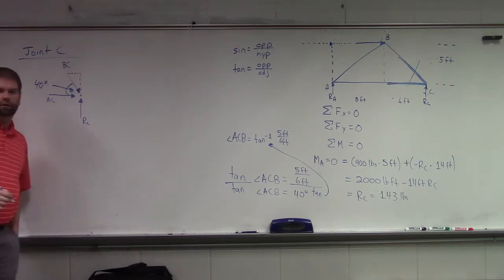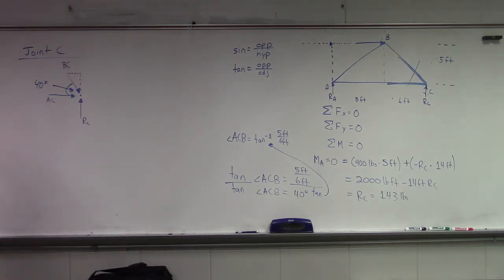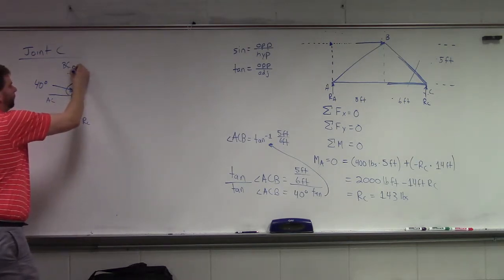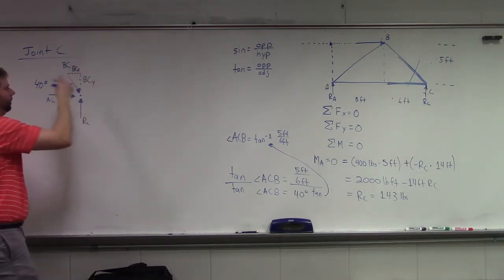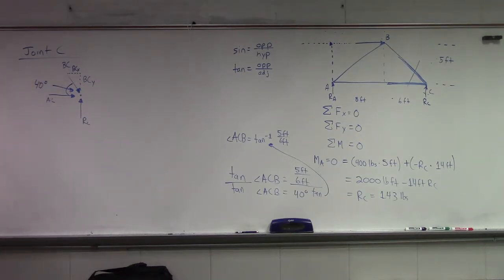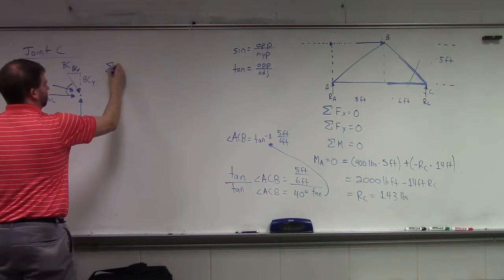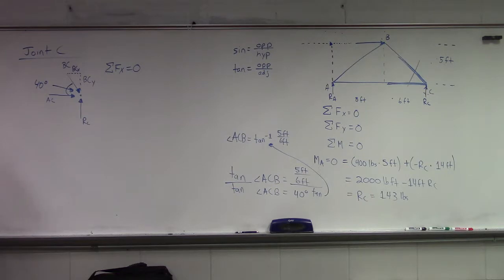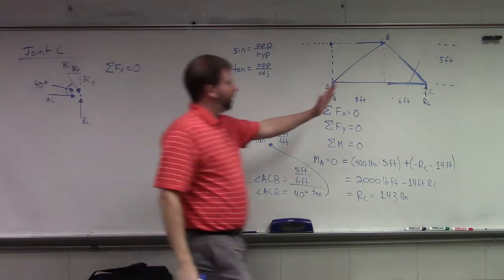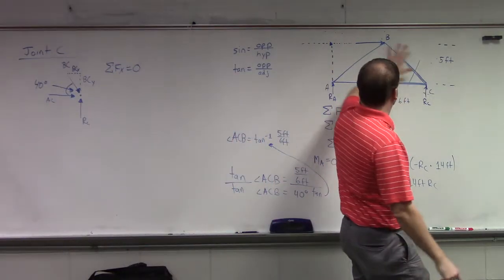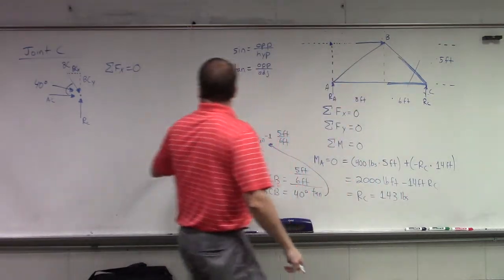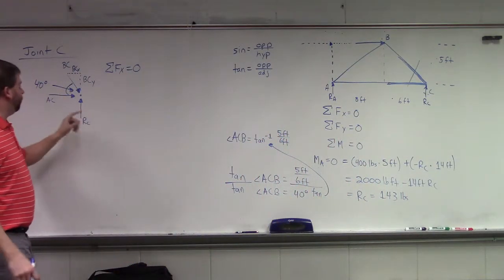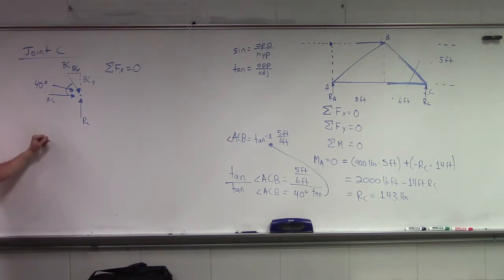What do we want to do with BC? We want to resolve it into its x and y components, right? So BCX and we have BCY. So what is the sum of our forces in the x direction? Careful. Remember, we've chopped our truss here. We're ignoring everything on this side. We need it to equal 0, but what's acting in the x direction? BCX plus AC equals 0.